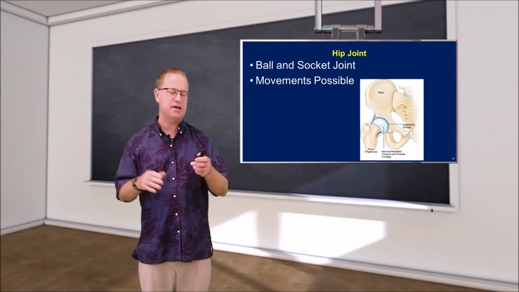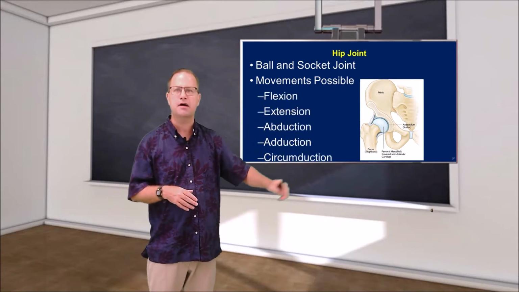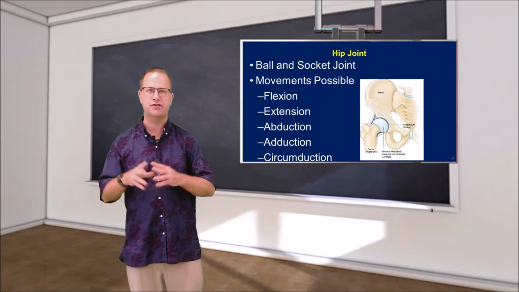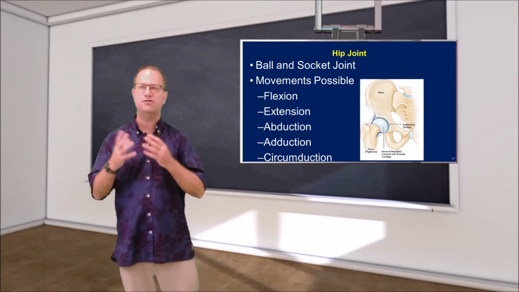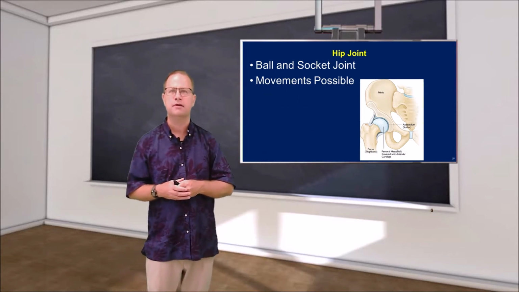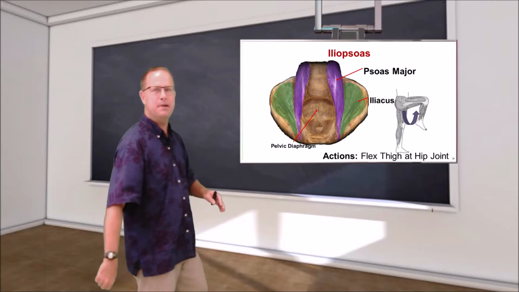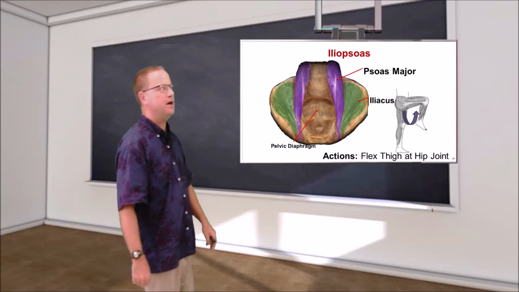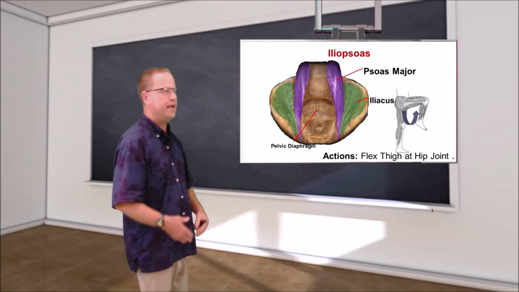Okay, so the movements present here, I'll point back again, are flexion, extension, abduction, adduction, and circumduction. It has the same movements as the shoulder, but we don't have quite the range of motion in those movements. All right, let's talk about flexion first. And when you're flexing your hip, you're basically pulling your thigh closer to your body. And so the angle here is about 90 degrees, and when I put it down, it's 180 degrees.